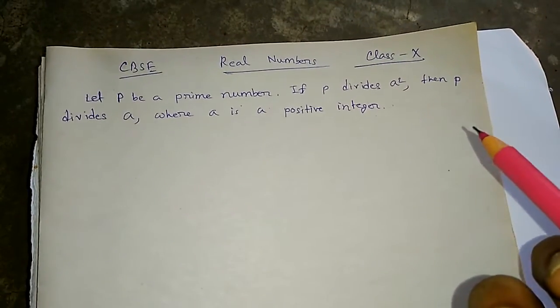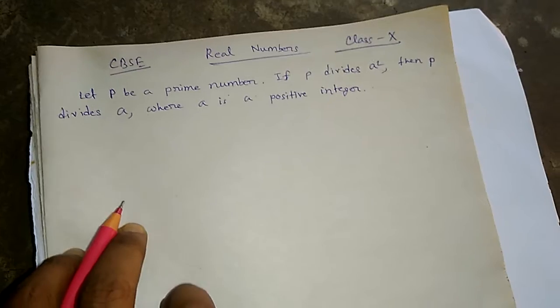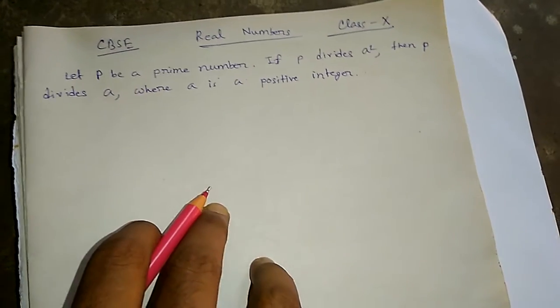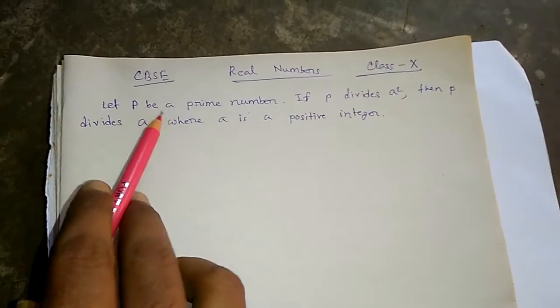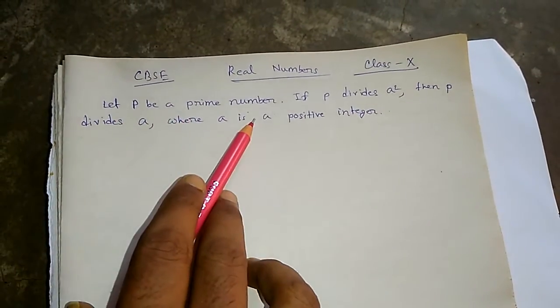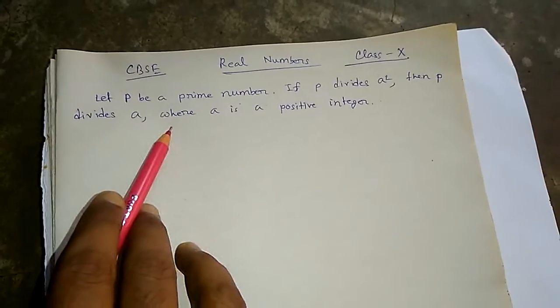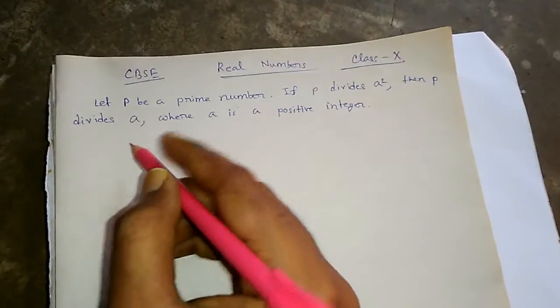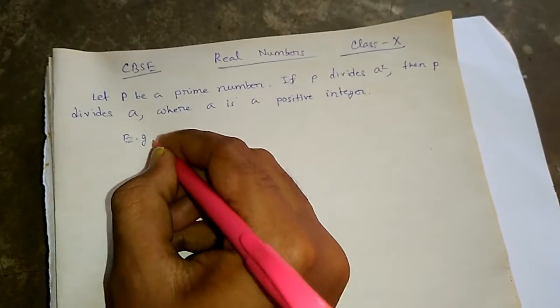Today our discussion topic is real numbers of class 10 CBSE and we will discuss exercise 1.3. Before going to exercise 1.3, I want to discuss one thing which we have written. Let P be a prime number, and if P divides A square, then P divides A, where A is any positive integer. To understand it better, I want to take an example for you.